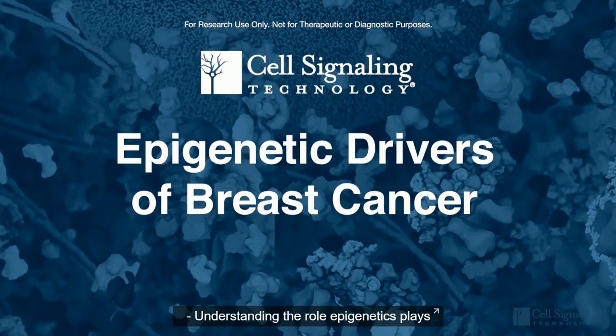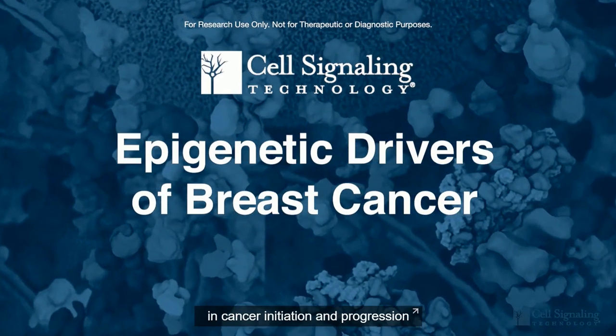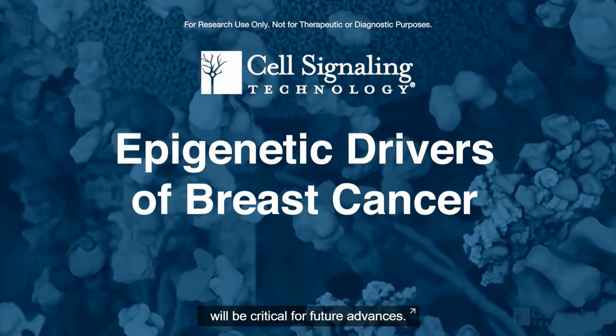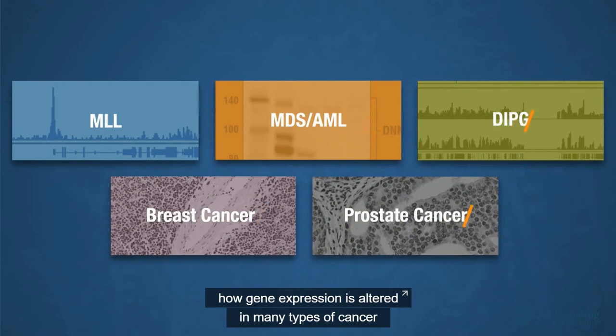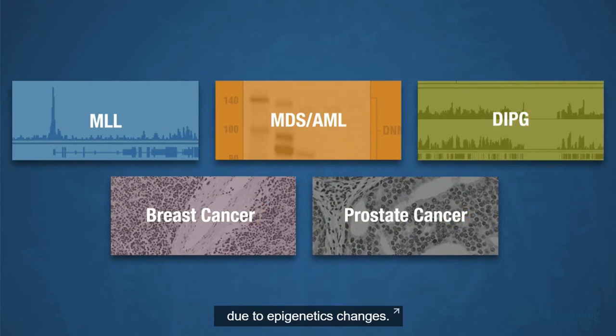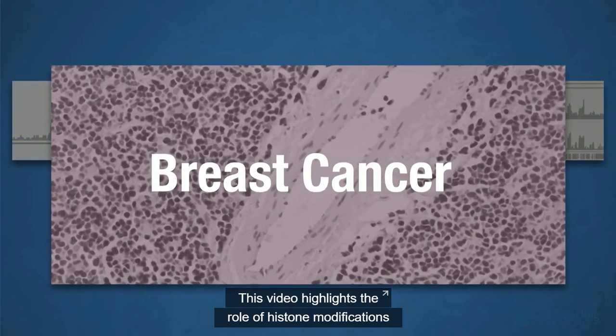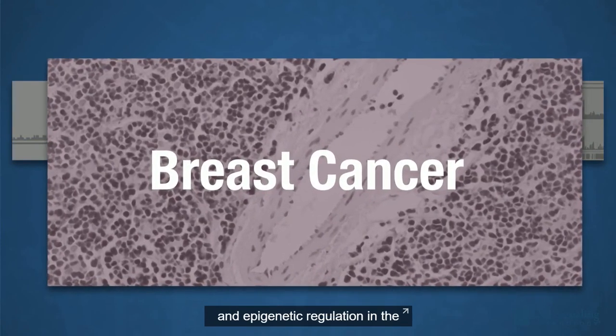Understanding the role epigenetics plays in cancer initiation and progression will be critical for future advances. Today, researchers need tools to understand how gene expression is altered in many types of cancer due to epigenetic changes. This video highlights the role of histone modifications and epigenetic regulation in the progression of breast cancer.